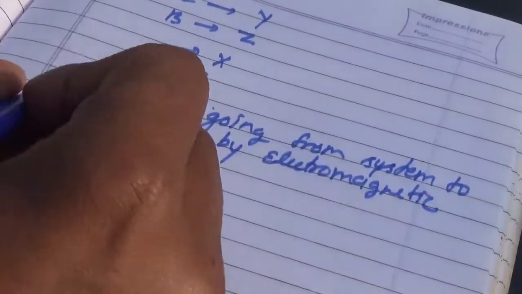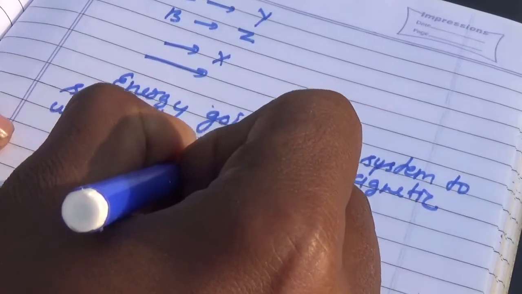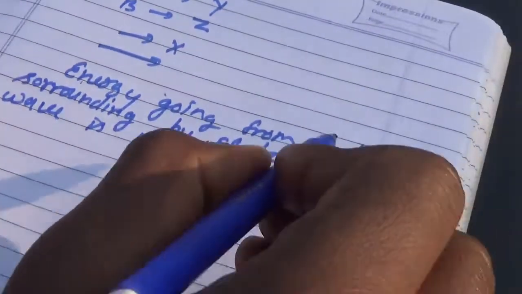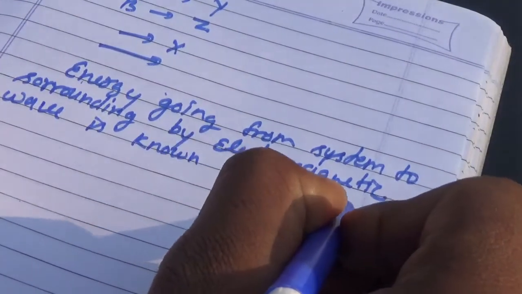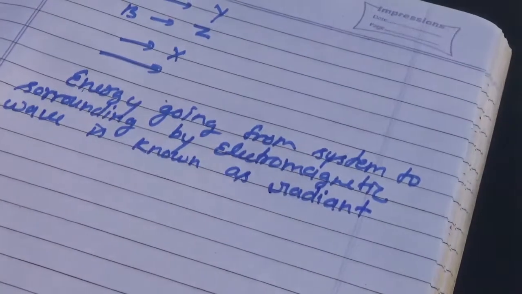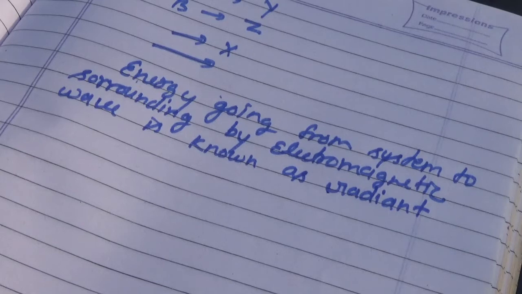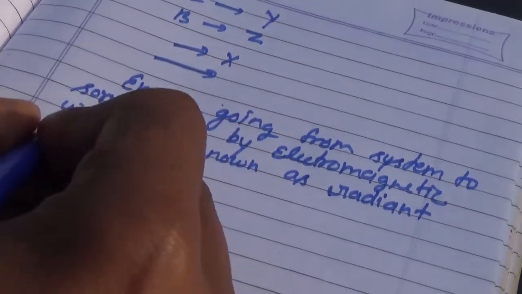Surrounding by electromagnetic wave is known as radiant energy. Remember please, this heat energy which is going from system to surrounding, or one system to another system by electromagnetic wave, then it is known as radiant energy.